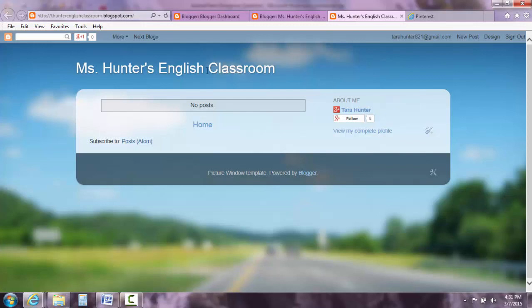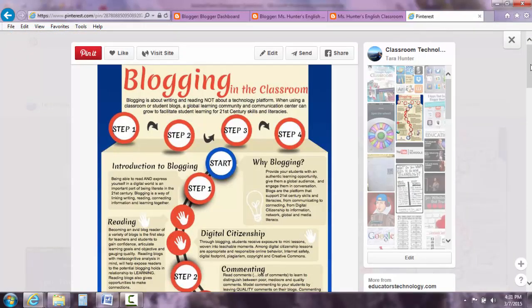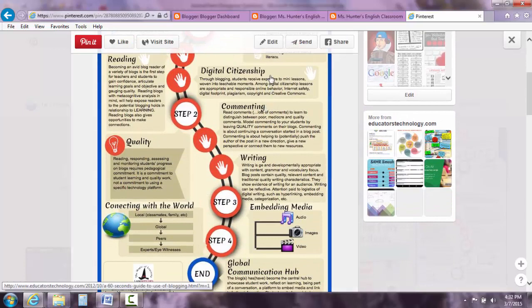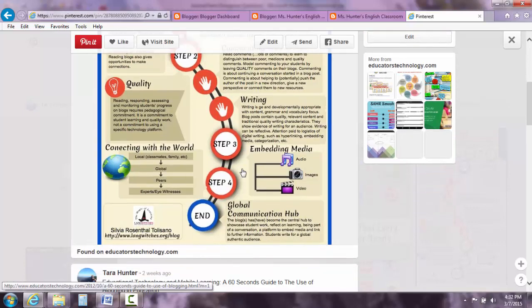I plan on using blogging within my sophomore English classes. And just like I did with my freshman English classes, I want to share with my students the point and the purpose of doing blogs within the classroom. And this is one of the better infographics that I've discovered about using blogs within the classroom. It talks about an introduction to blogging, what the point of blogging is, the different readings. I do really like that it covers not only the dual citizenship of being a writer online and a writer in real life, but also the quality of the writing.